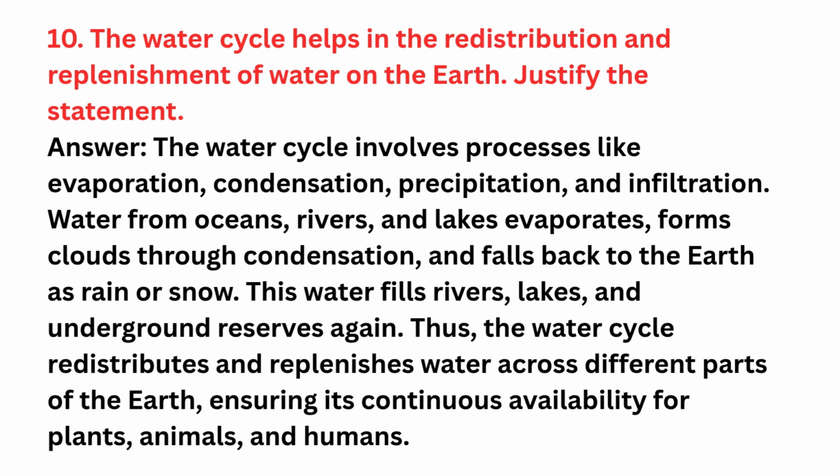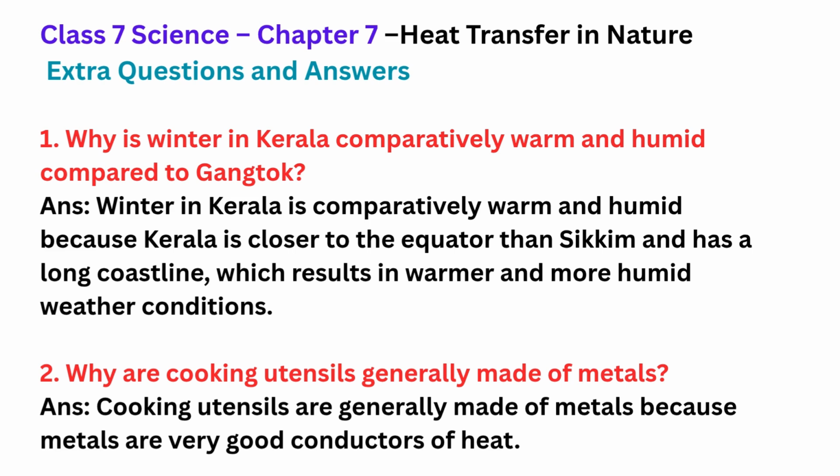Question number 10. The water cycle helps in the redistribution and replenishment of water on the earth. Justify the statement. Answer. The water cycle involves processes like evaporation, condensation, precipitation and infiltration. Water from oceans, rivers and lakes evaporates, forms clouds through condensation and falls back to the earth as rain or snow. This water fills rivers, lakes and underground reserves again. Thus, the water cycle redistributes and replenishes water across different parts of the earth, ensuring its continuous availability for plants, animals and humans. Next, let's see some extra questions and answers.